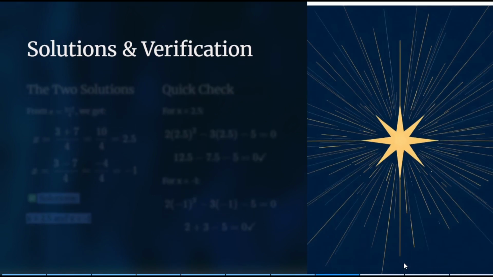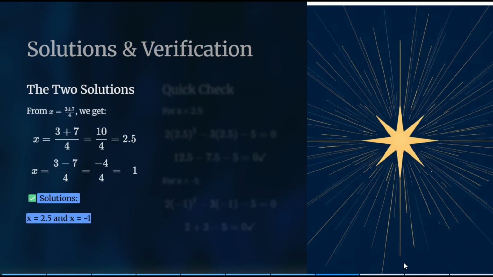Let's calculate our two solutions. First, using the plus sign, x equals 3 plus 7, which is 10. 10 divided by 4 is 2.5. Using our minus sign, 3 minus 7 is negative 4, and negative 4 divided by 4 is negative 1. So our two solutions are 2.5 and negative 1.